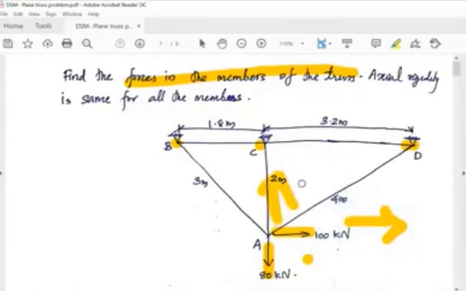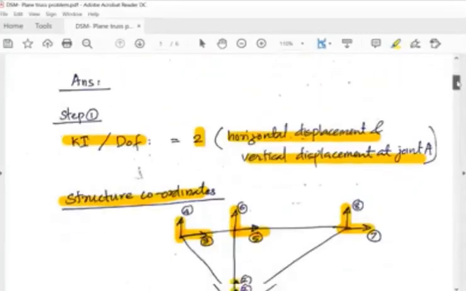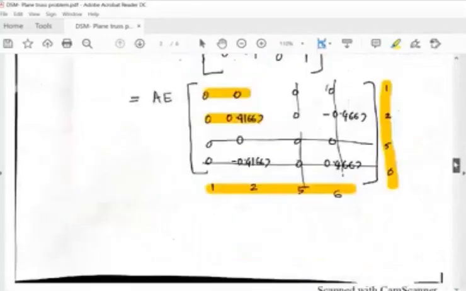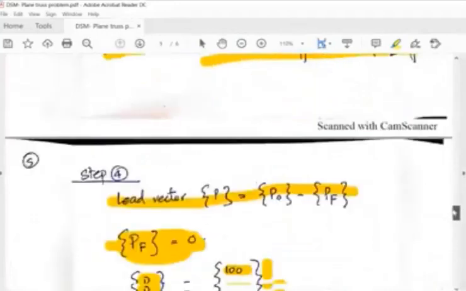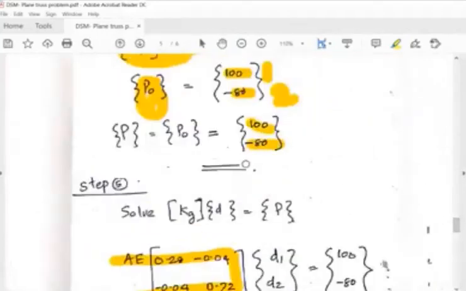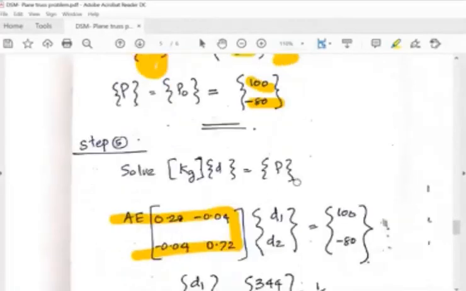So direction 2 is upward. Okay, this is 1 and this is 2. But 80 kilonewton is acting downward. So this is minus 80. So you can write P0 as 100 and minus 80. Okay, so P is again P0 minus PF. PF is 0, again P0 itself, 100 and minus 80, that much kilonewton. Now we can solve KG into D as P.